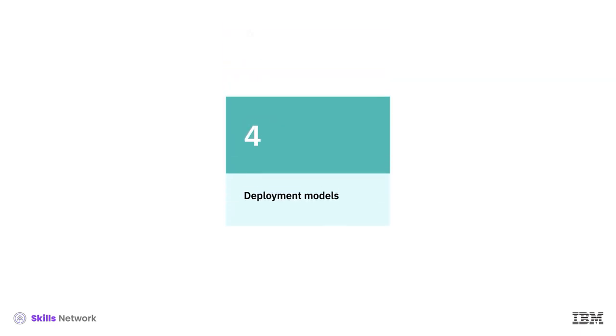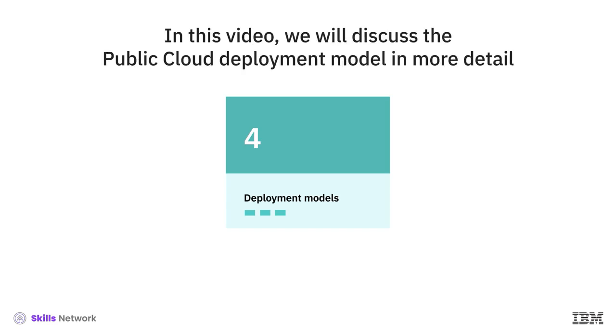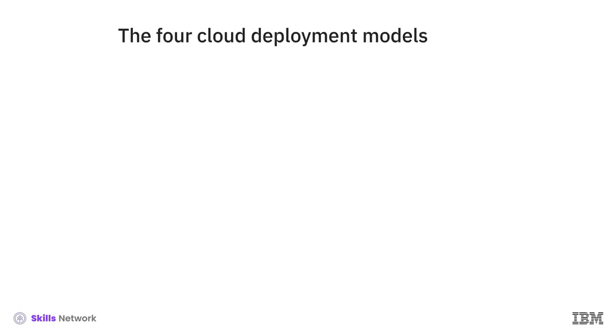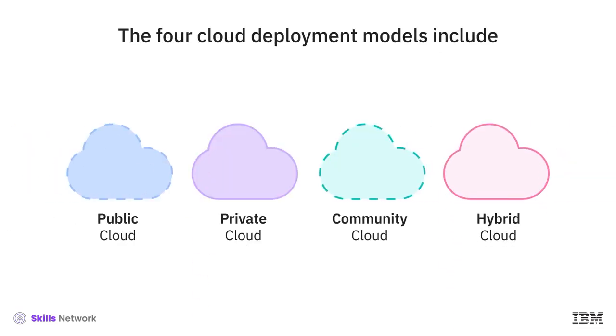In our introductory cloud video, we briefly mentioned the 4 deployment models for cloud. In this video, we will discuss the public cloud deployment model in more detail. Deployment models indicate where the infrastructure resides, who owns and manages it, and how cloud resources and services are made available to users. The 4 cloud deployment models include public cloud, private cloud, community cloud, and hybrid cloud.